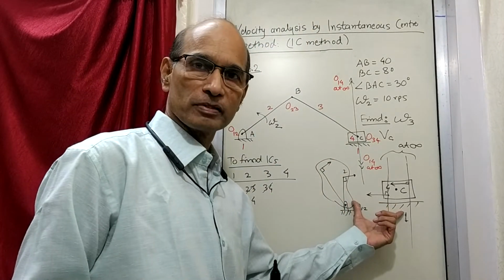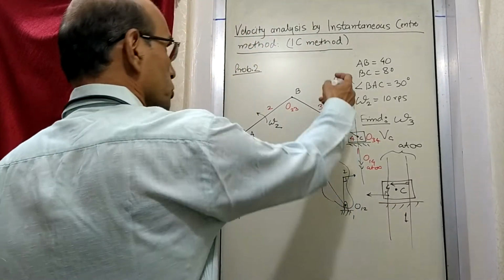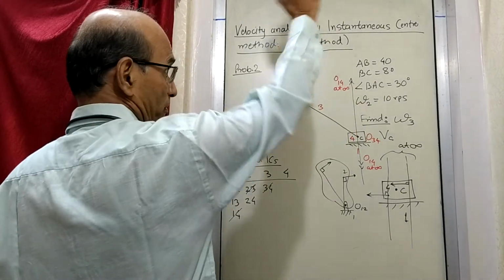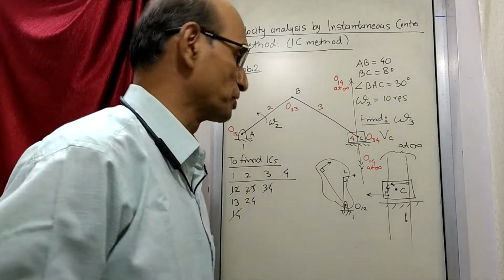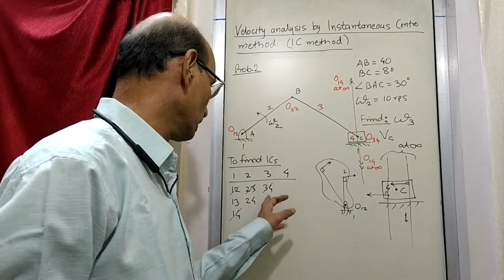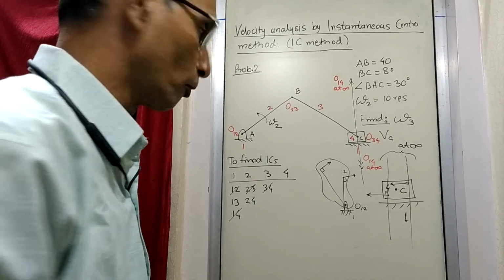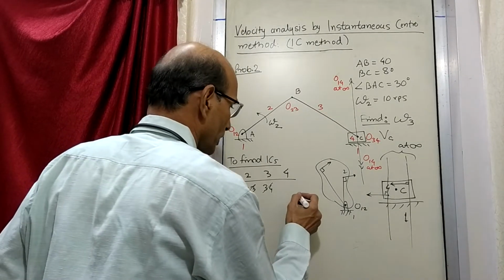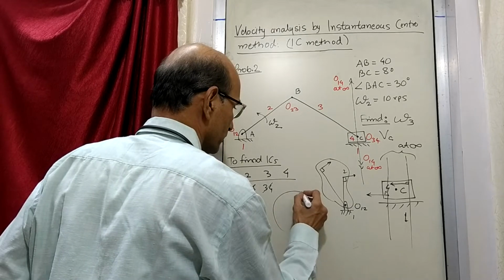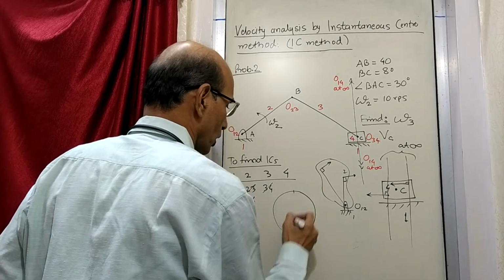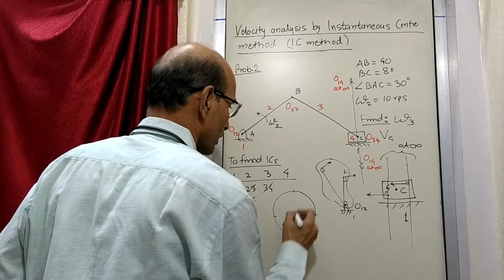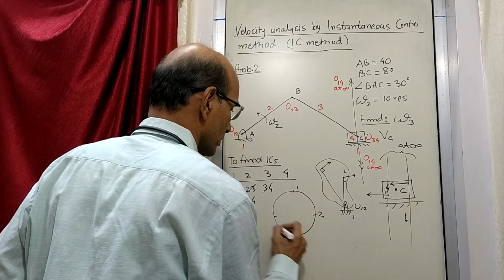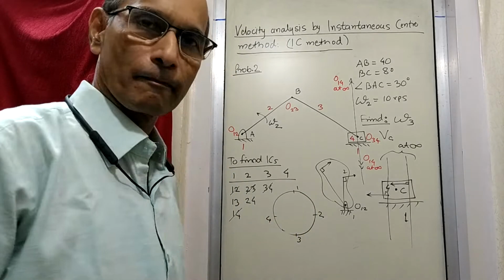We have made use of this information. So O14 is also available by observation. Now having done this much, can we find out the remaining two, O13 and O24? For that we draw a Kennedy circle like last time. So we draw the Kennedy circle and mark 4 points just like last time.